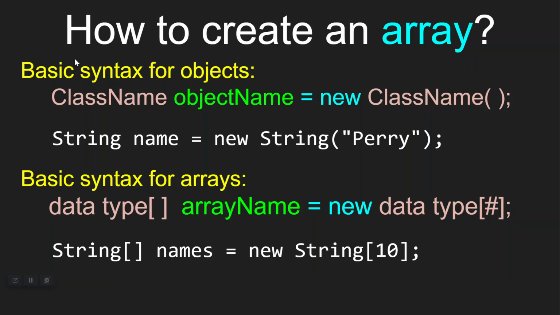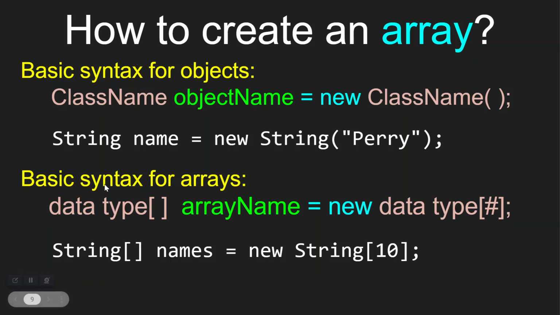And then let's look at how we create an array. To create an array, it's actually very similar to the basic syntax for creating objects. If you want to create an object of a class, you have the class name, the object name, and then you put equals new, and then the class name with parentheses and any arguments. So String name equals new String("Perry"). This calls the String class constructor and assigns Perry to the variable name.